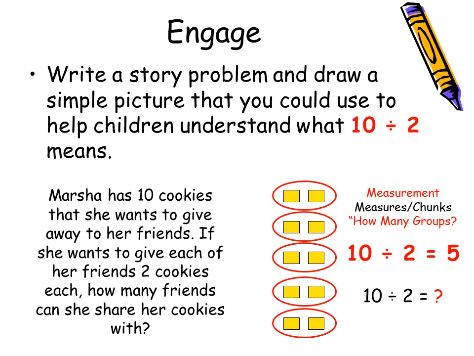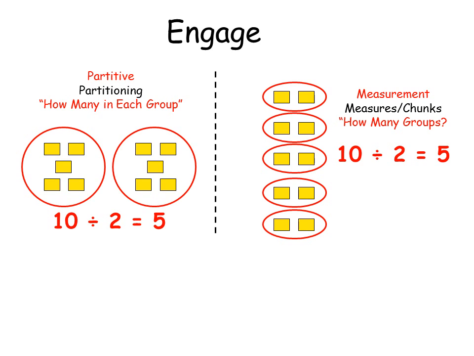So in this case, I was trying to find how many friends, so how many groups I did not know, which is the reason why the red question mark is there. How many groups of 2 would be a total of 10 cookies? I would be able to share with 5 friends. So we have two very different contexts. Although the same equation is used for each of the story problems, 10 divided by 2 equals 5, they're very different problems, and in each problem, the 5 represents something very different, and the 2 represents something very different.